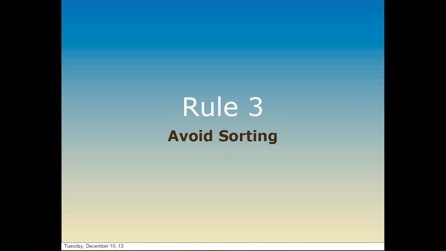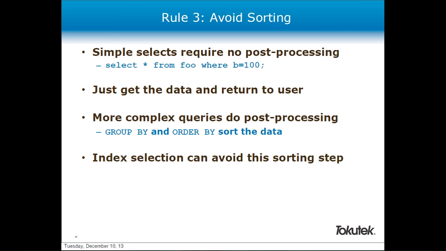Rule 3, avoid sorting. Now, the simple selects that we've been talking about so far really require no post-processing. If I have select star from foo where B is equal to 100, I just get the data, give it back to the user. Done. But if I need to group by or order by, then I might have to sort the data. So complex queries can have post-processing.